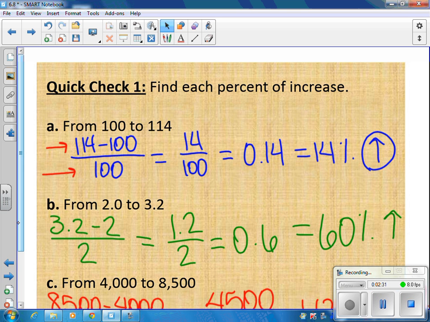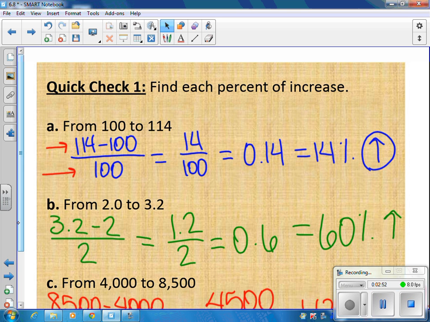This arrow on the end is extremely important because we need to show: is that number increasing or is it decreasing? So we need to show that we have a 14% increase when I'm going from 100 to 114. Every part of that answer is important. I should see all of those parts for all problems.